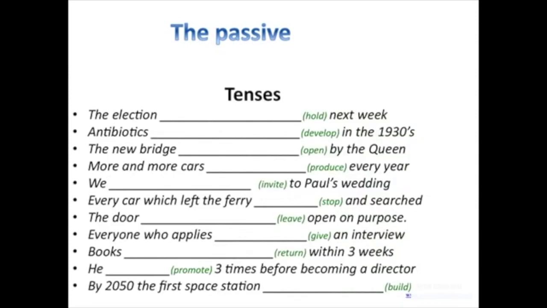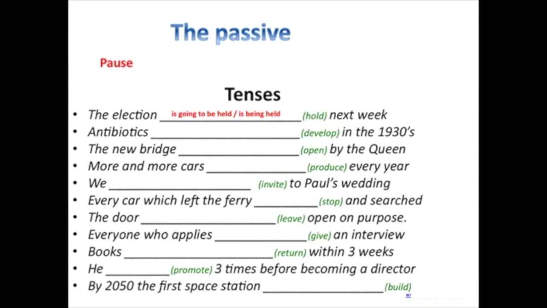Okay. Here is another exercise. What I'd like you to do is look at the verb in green and use it in a passive form, but also look at the sentences to check what tense it could be. Again, we'll do the first one. The election hold next week. Next week is future. It's probably some kind of plan or arrangement for the future. Therefore, it's going to be going to or present continuous for future. So your answer should be the election is going to be held or is being held next week.